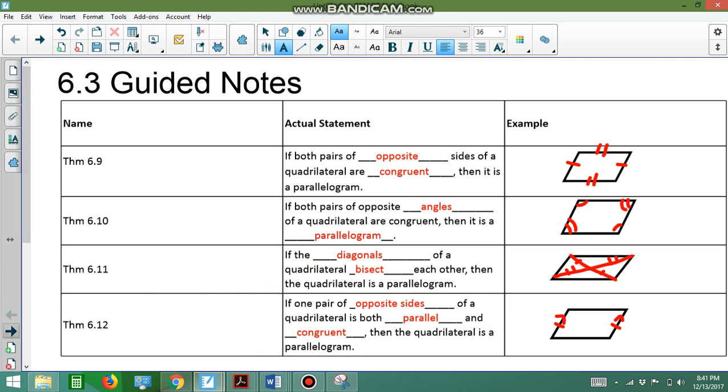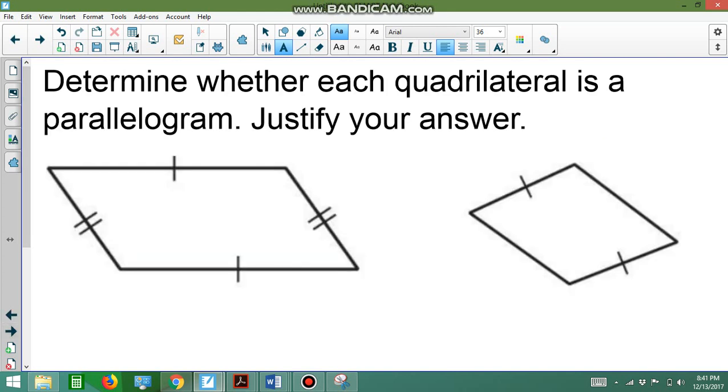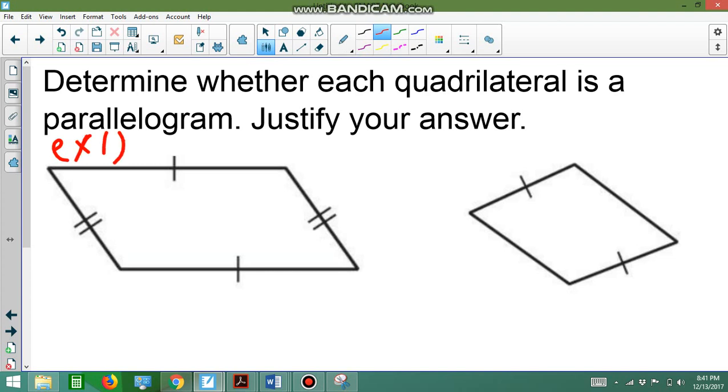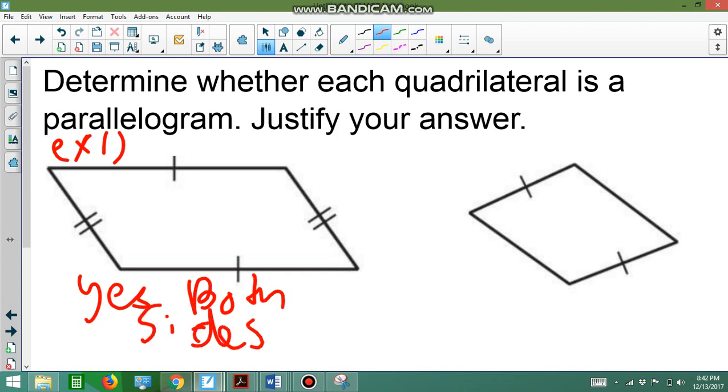Alright, so here's our first example. It says determine whether each quadrilateral is a parallelogram. Justify your answer. So here is example 1. Because both sides are parallel, or not parallel, since both sides are congruent, this is a yes. Both sides congruent. Okay?